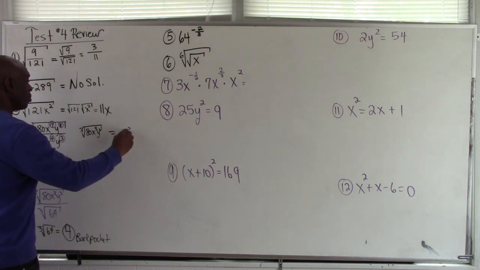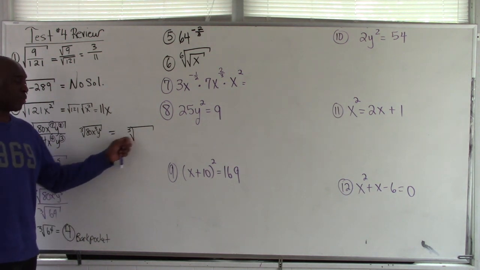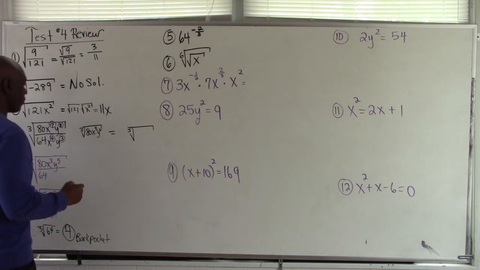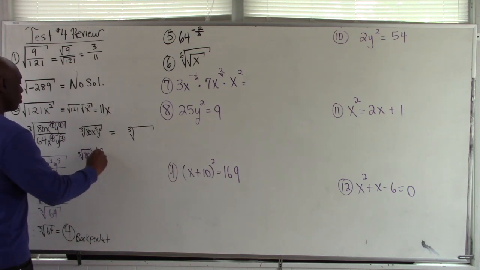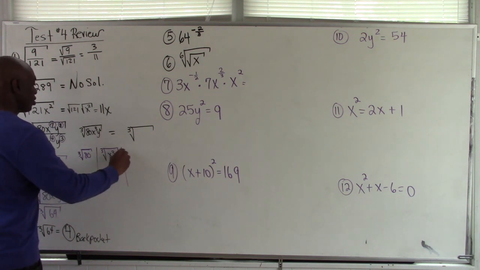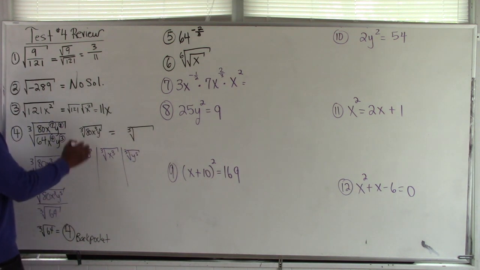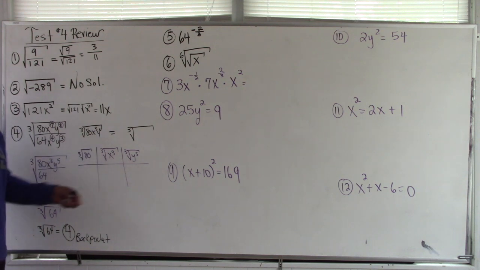Let's find out what goes in and what goes out. So first, I'm going to do the cube root of 80, I'm going to look at the cube root of x cubed, and I'm going to look at the cube root of y to the 5th. So I take each section and I separate it out: cube root of 80, cube root of x cubed, the cube root of y to the 5th.